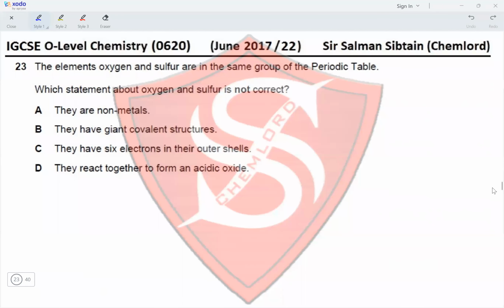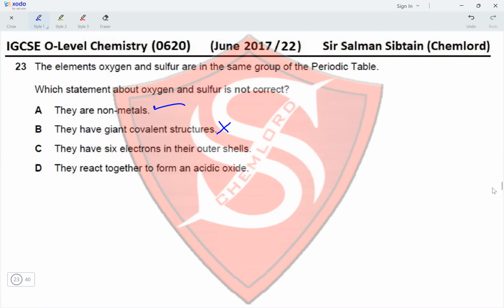Question 23. The elements oxygen and sulfur are in the same group of the periodic table. Which statement about oxygen and sulfur is not correct? They are non-metals. This is correct. They have giant covalent structures. No, they have simple molecular structures. So this statement is incorrect.